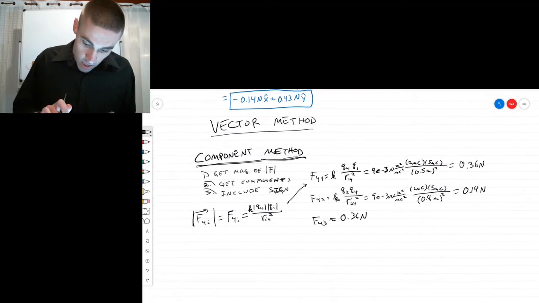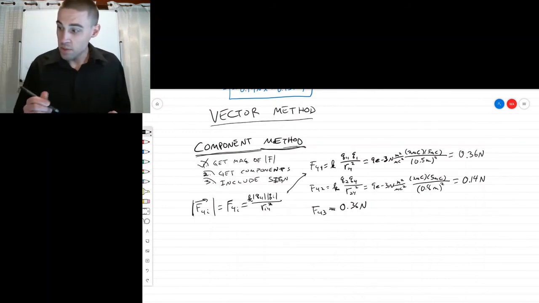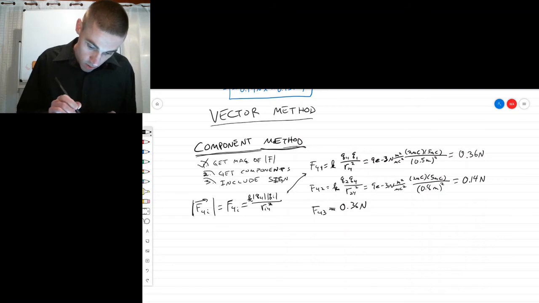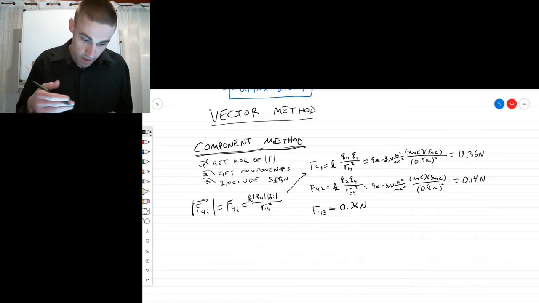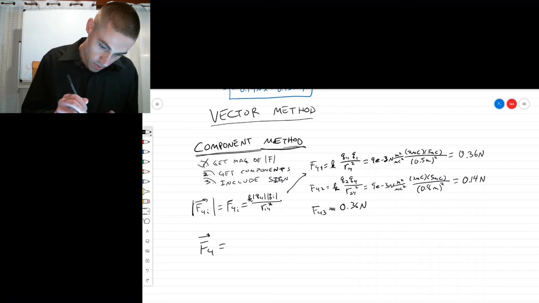Okay, now I have the magnitudes of each of the forces. What I'm going to do is just take a look at the trig functions now and get their components. And lastly, I'll include the signs. So my resultant force, F4, is going to be, there's going to be some sign, there's going to be some F41.